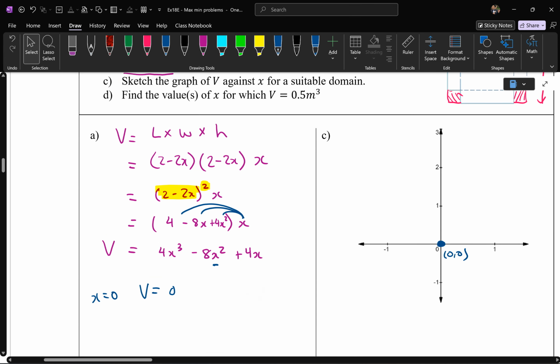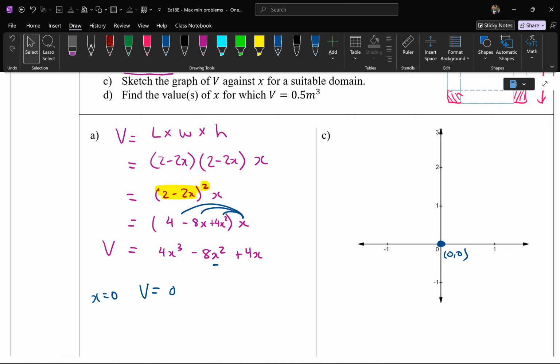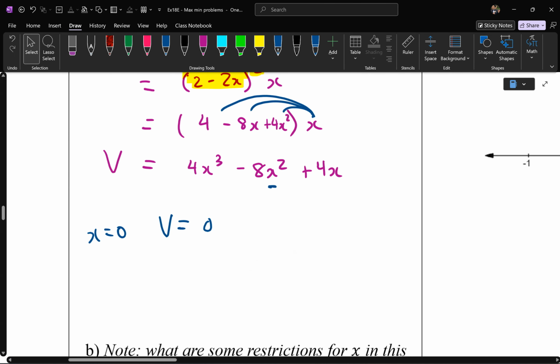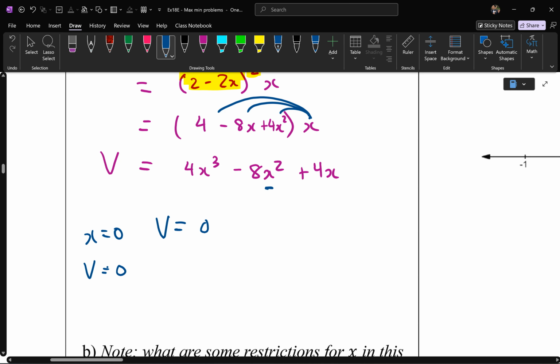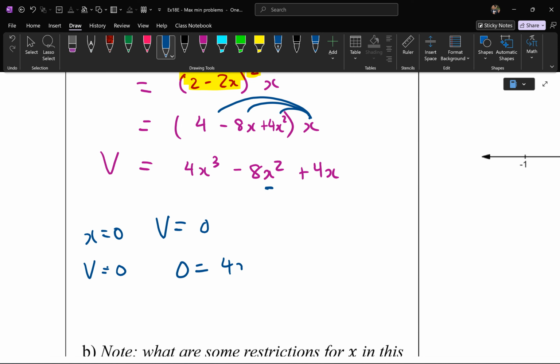We could say, when will it actually touch the x-axis? Because we know volume can't be negative. You have to find when it touches the x-axis. How do you find when it touches the x-axis? Solve for when volume is equal to 0. This is what you want to solve. This is back to term 2.